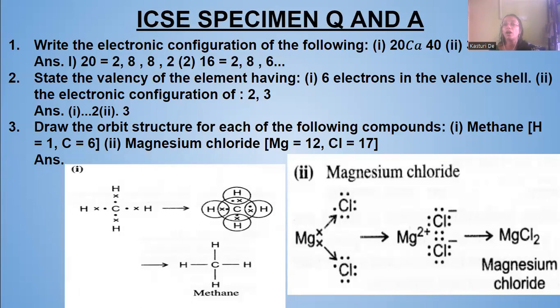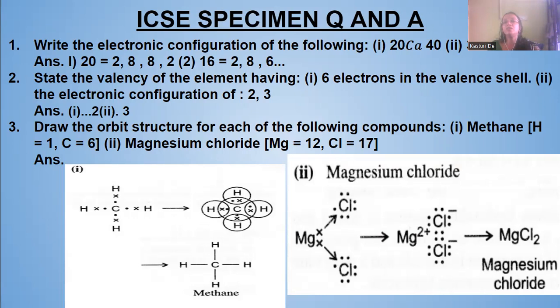So these all are about the bonds, and we are now coming to the ICSE specimen questions. Okay. So the first question is, write the electronic configuration of the following. Calcium, 20 Ca 40. Okay, so 20 is the atomic number and the mass number is 40. Then the second one is sulfur. S is denoted for sulfur, with 32 and 16. Okay, so it should be 16 and 32. 16 is the atomic number and 32 is the mass number.